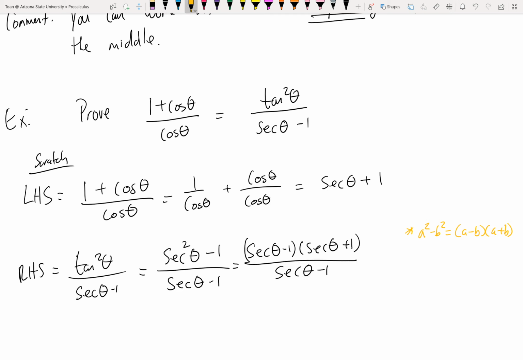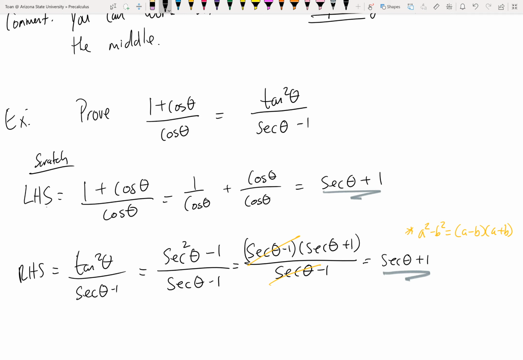Hey, these guys canceled out. And what am I left with? Secant theta plus 1. So you see here how we ended up in the same spot. Now, some people will say this is fine. You proved it. You proved that the left-hand side equals the right-hand side because you independently showed that the left-hand side and the right-hand side equal the same thing. And that is 100% true.